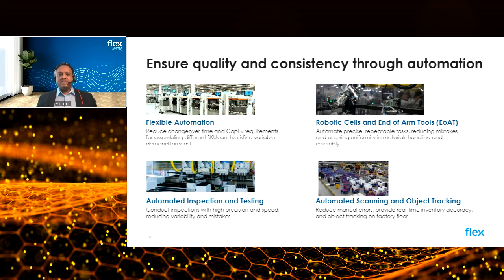Where do we want to get with this? Reduce errors, right? Make it more consistent. So it all comes down to quality and consistency, like the topic says. So those are the two big things.